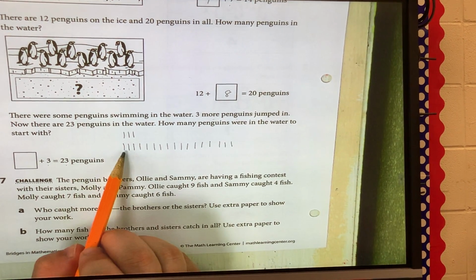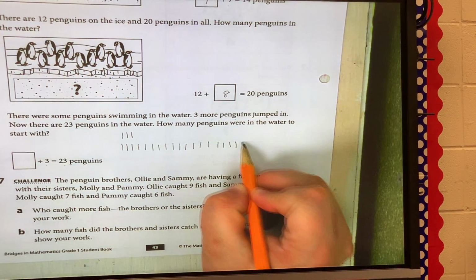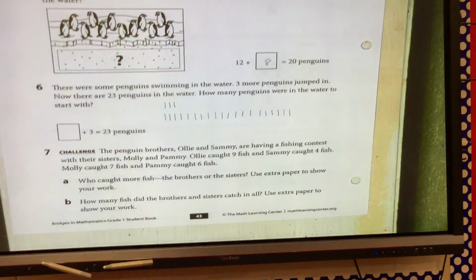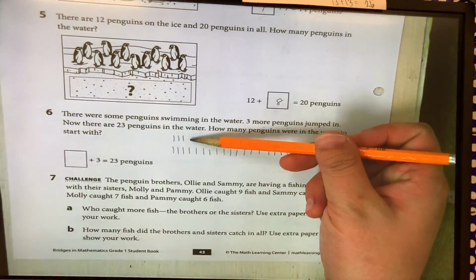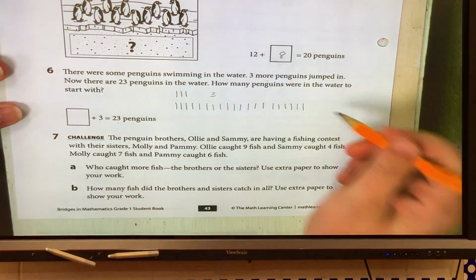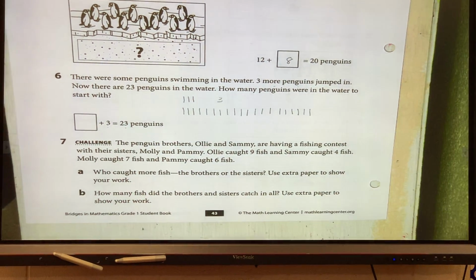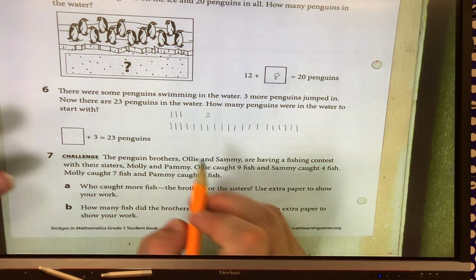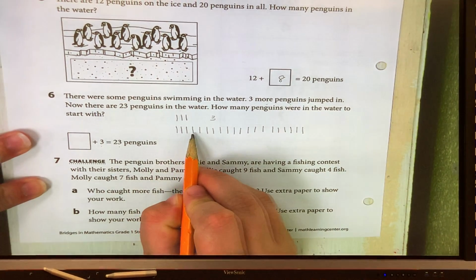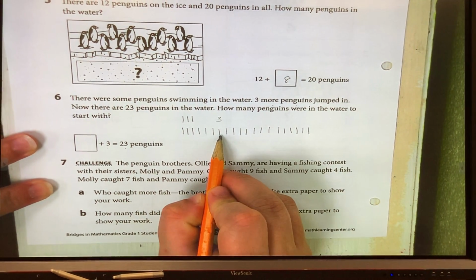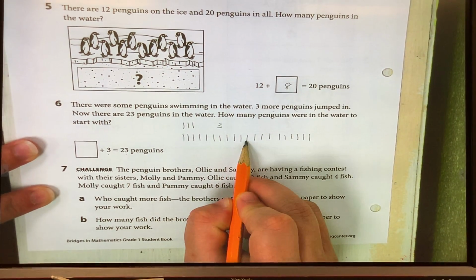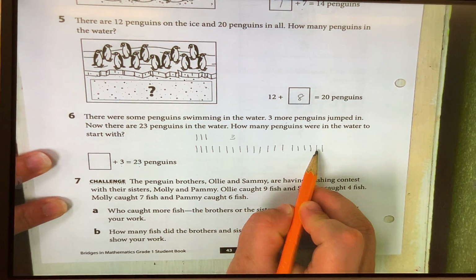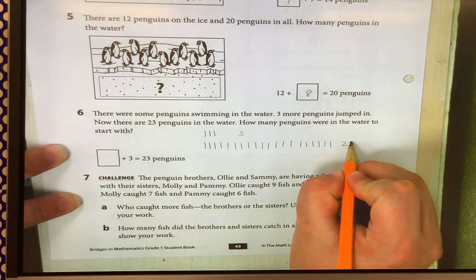All right. 21, 22, 23. So I counted to 23. How many are on my top line? 3. How many tally marks are on my bottom? 20. Are you sure? Let's count. Double check. 1, 2, 3, 4, 5, 6, 7, 8, 9, 10, 11, 12, 13, 14, 15, 16, 17, 18, 19, 20. You are exactly correct.